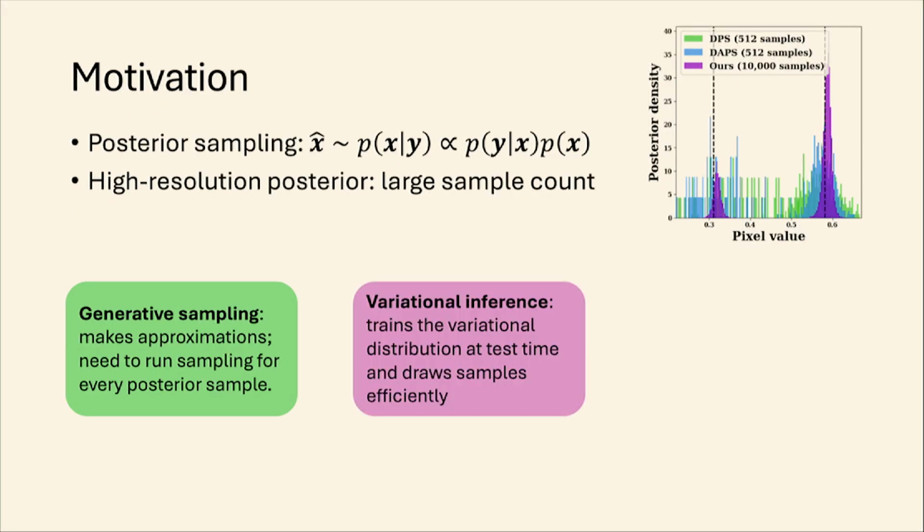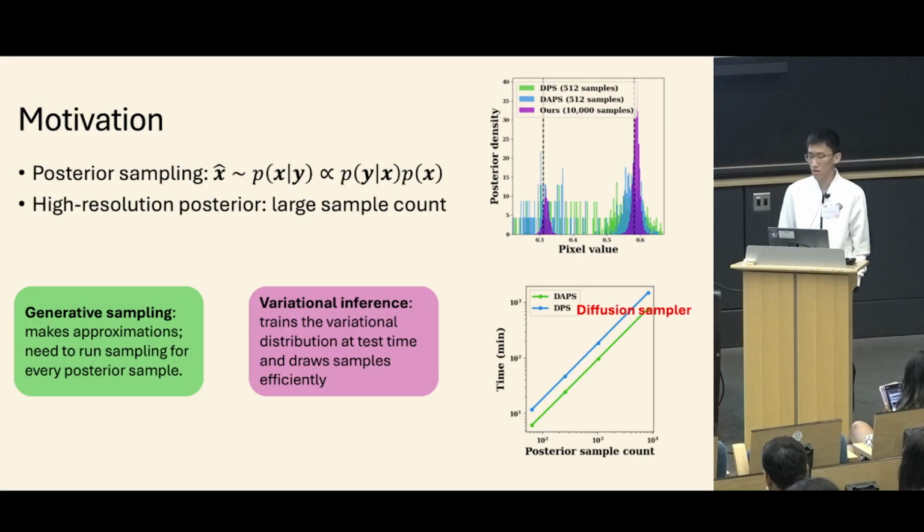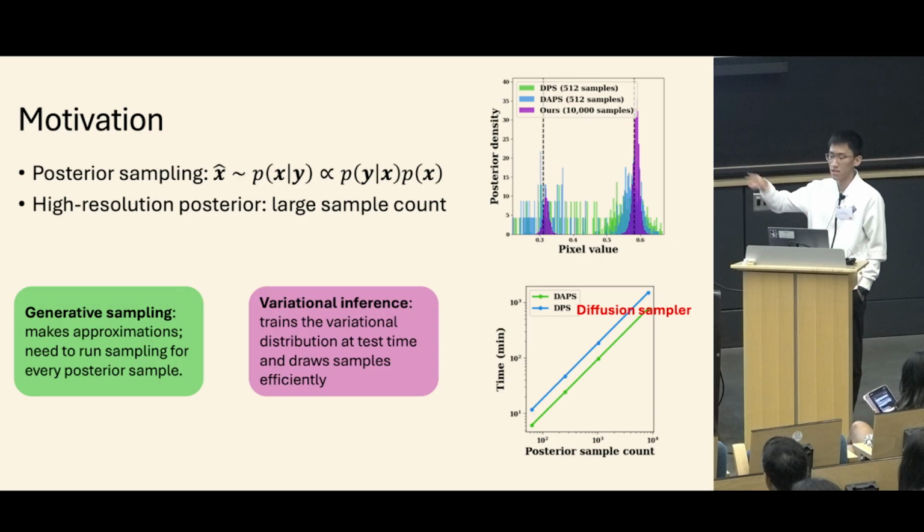And on the other hand, variational inference trains these variational distributions, usually parameterized by some neural network, at training time. After training, you're able to easily draw samples from the learned distribution at very little cost. So here I'm showing the inference time of these two types of method as a function of the posterior sample count, the number of posterior samples you need. And here the blue and green lines show this linear trend.